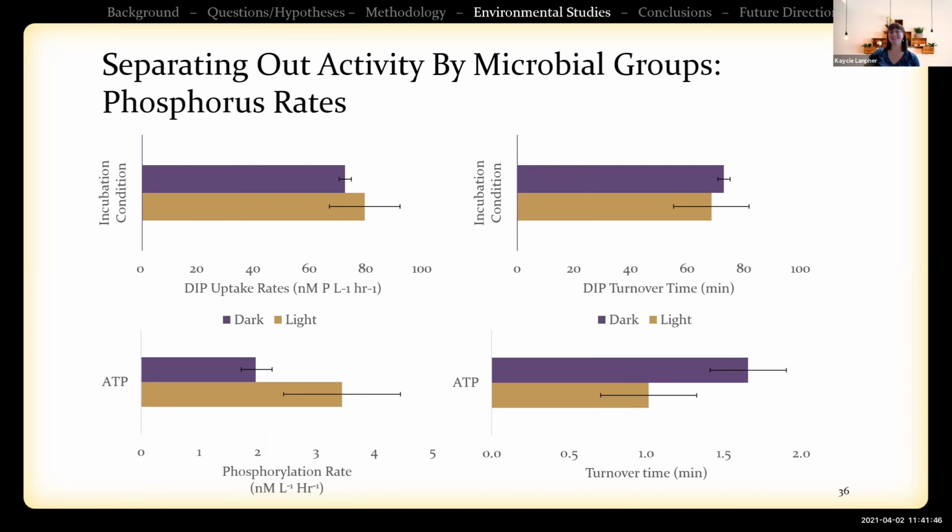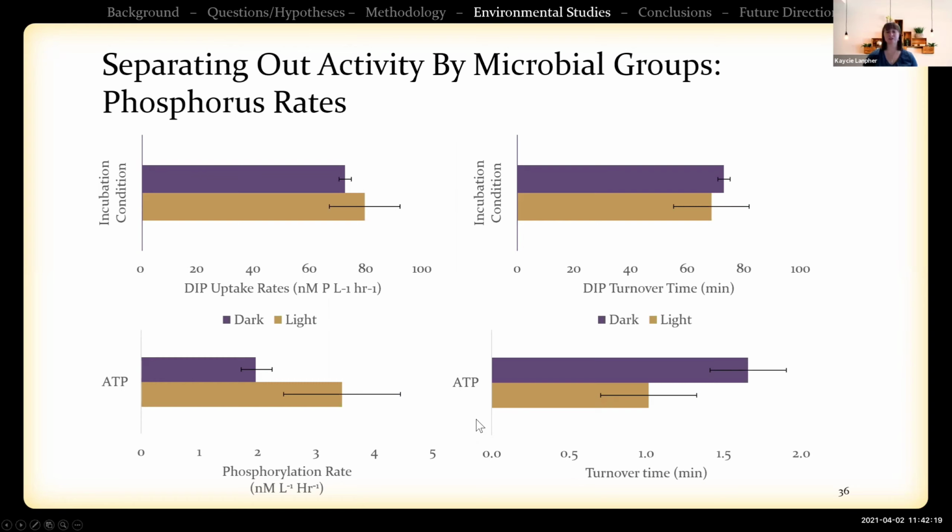So we did see an increase in the ATP uptake rate, or ATP phosphorylation, so creation of ATP, in the light versus the dark. So that means that we were capturing, again, that whole community. So it makes sense that the whole community has more production of ATP than when you're looking at a smaller portion of the community. So this tells us that we were indeed capturing the whole community versus not including photosynthesis in that dark incubation.